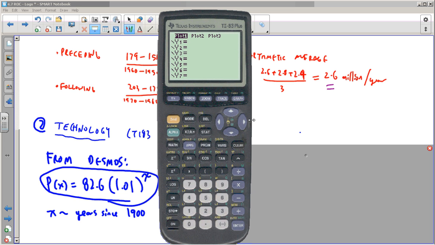So once I've done my regression, I go vars and then down to statistics, and then you see how it says equation, go over to equation, and then it'll copy it out there. And then if I've got my plot turned on, I can go zoom stat, zoom 9. Data management people, hopefully you're following this.